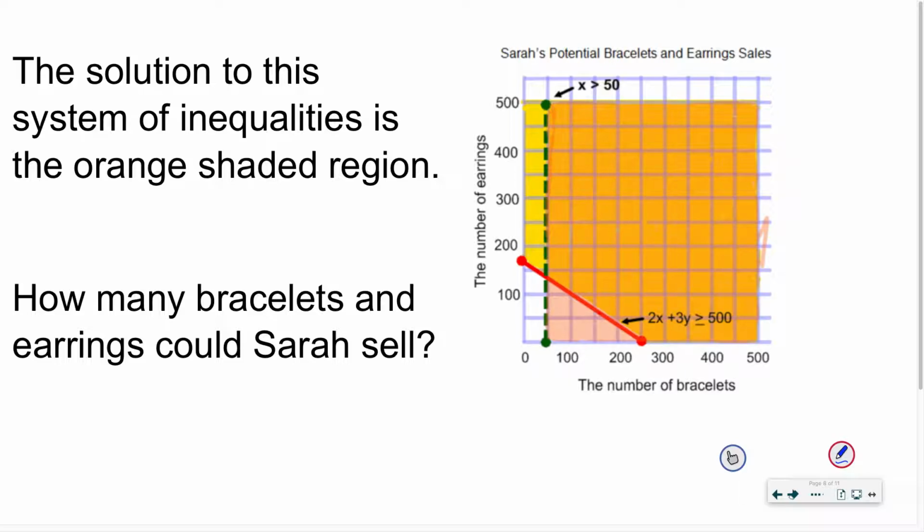100 bracelets and 100 earrings. This value here. Does that work? Yeah, it's on the solid line. Now there's two criteria. Did she sell more than 50 bracelets? Yeah. And would she make $500 or more? Yeah, she would make 500 exactly. That's the solution. What else? Any others?